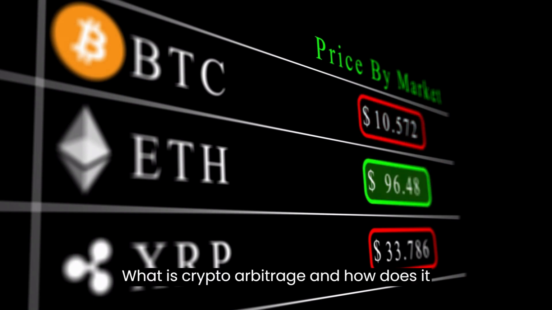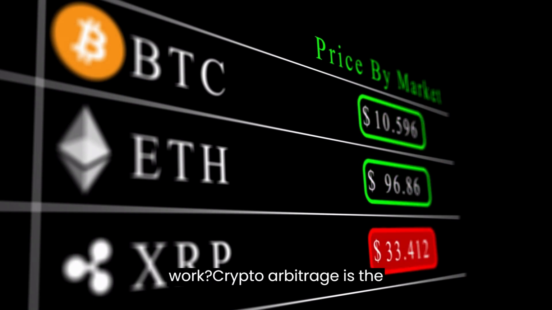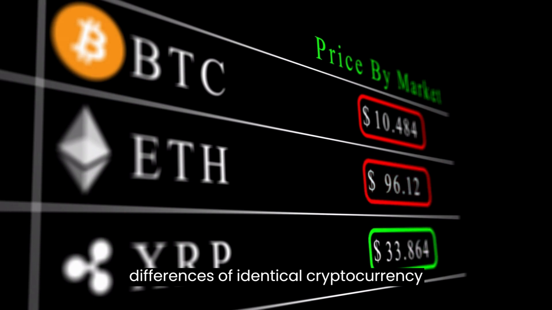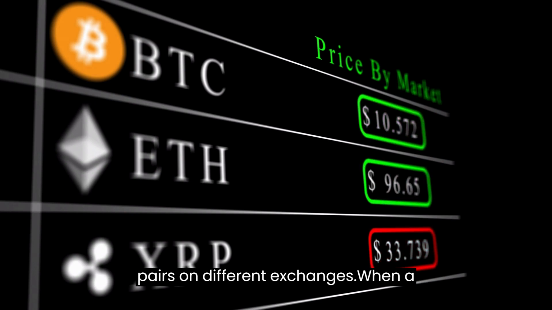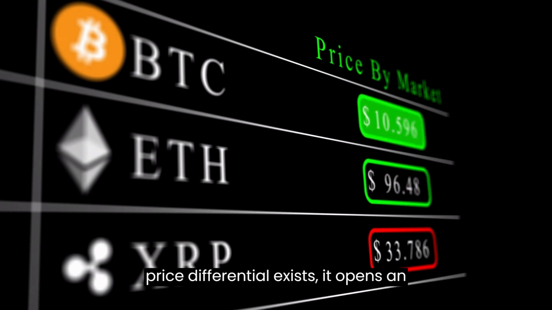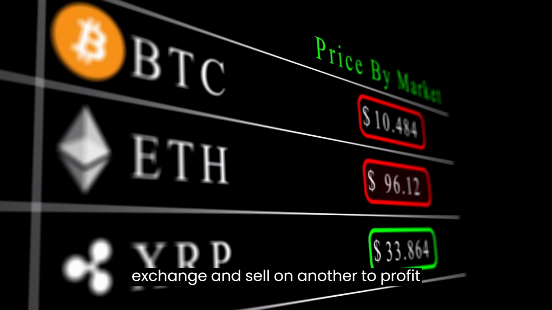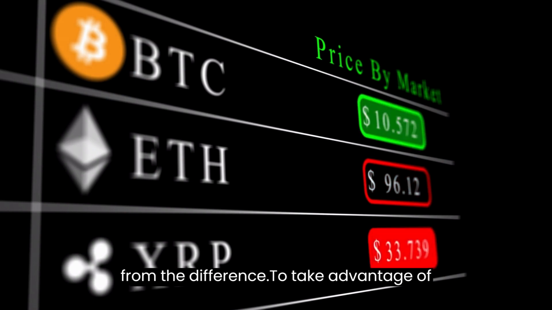What is crypto arbitrage and how does it work? Crypto arbitrage is the process of taking advantage of the price differences of identical cryptocurrency pairs on different exchanges. When a price differential exists, it opens an opportunity for a trader to buy on one exchange and sell on another to profit from the difference.